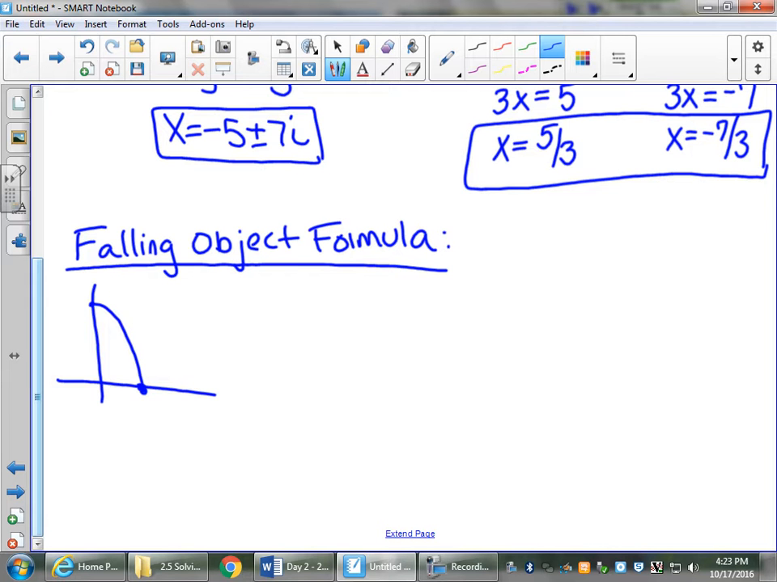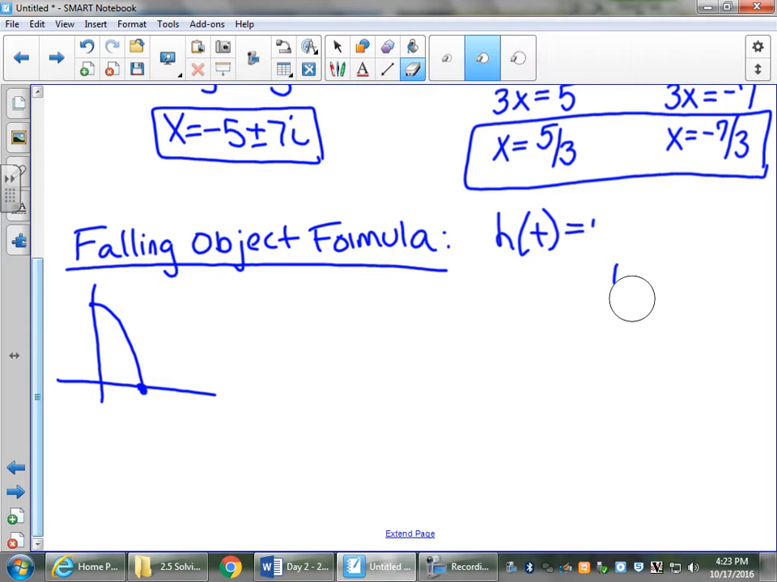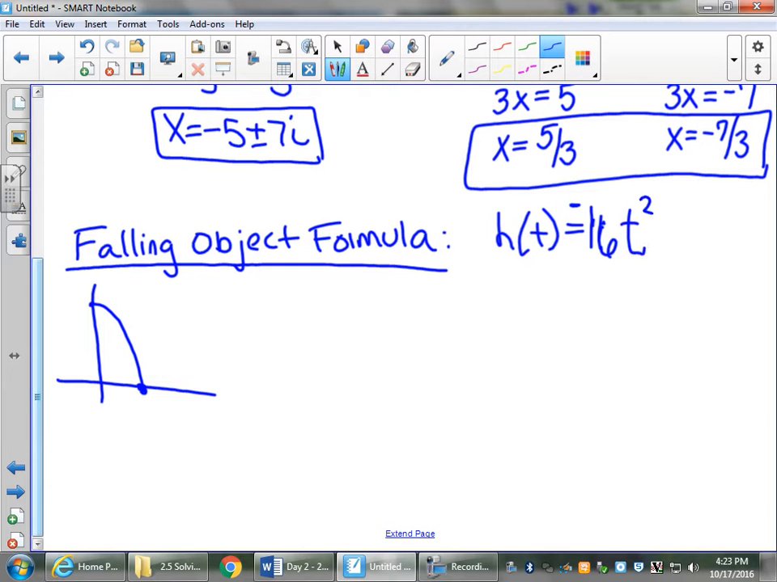So the formula that we use when an object falls or is dropped, okay, it's not thrown. It'll be different if it's thrown because that has a force or a velocity behind it. Only when an object is dropped or falls. This is the formula. It'll be h of t equals negative 16 t squared plus h naught. Okay, that's an h sub 0.